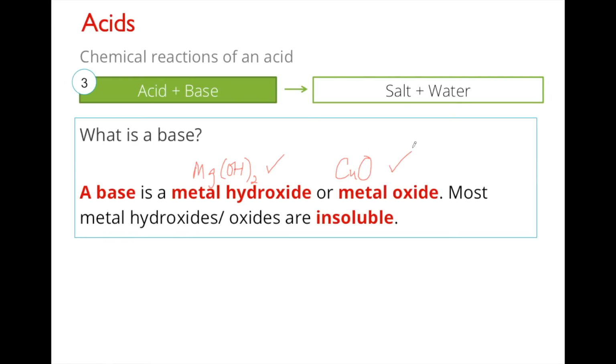Another metal, let's say copper oxide, it is also a base. Okay, most metal hydroxides or oxides are insoluble though. There's an exception to this, which is your group 1 hydroxides or oxides.